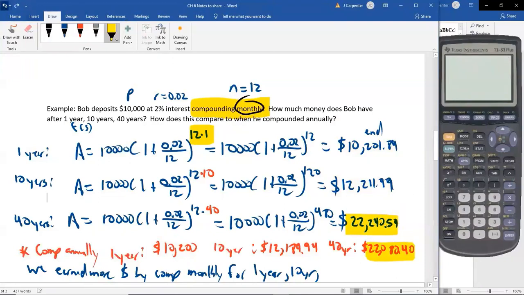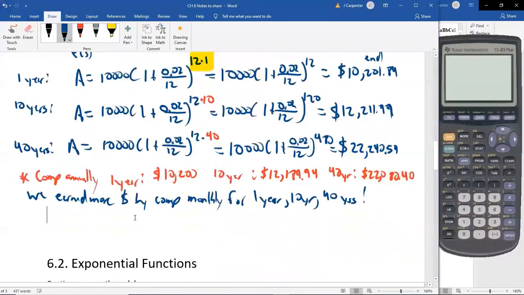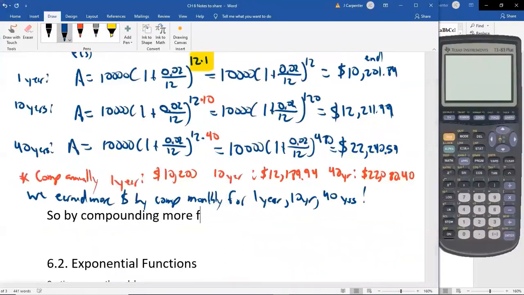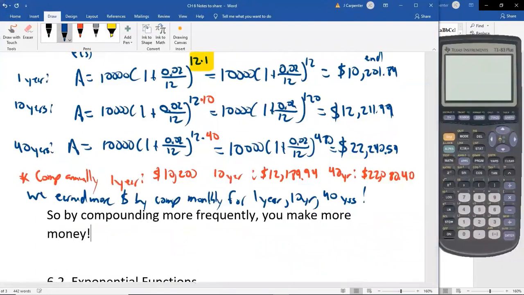So the point is, by compounding more, you make more. By compounding more frequently, you make more money.